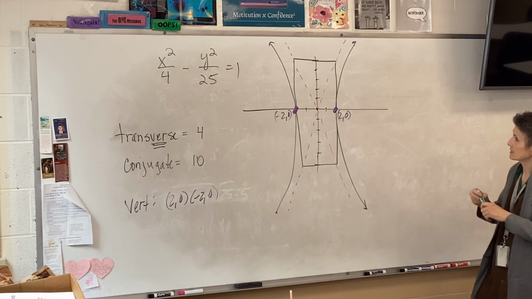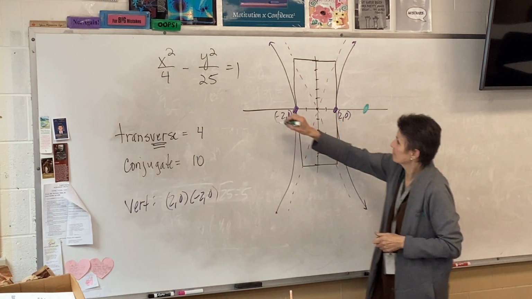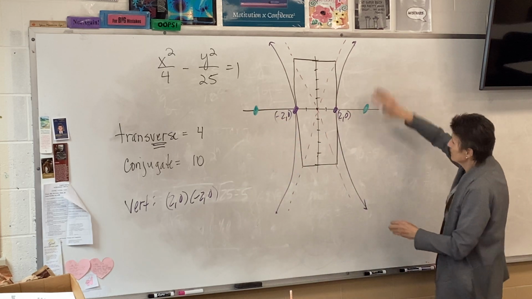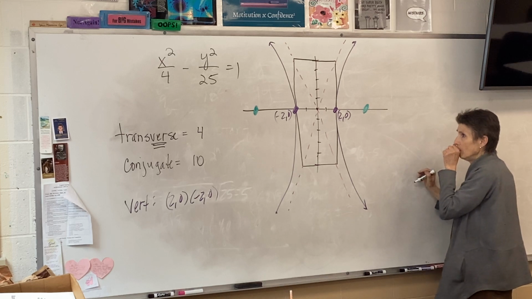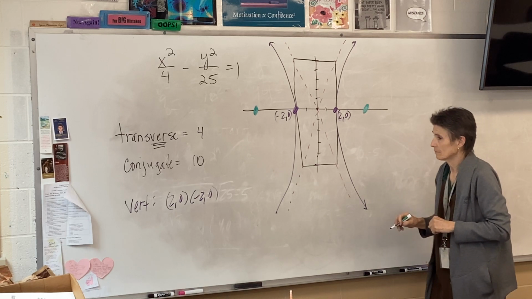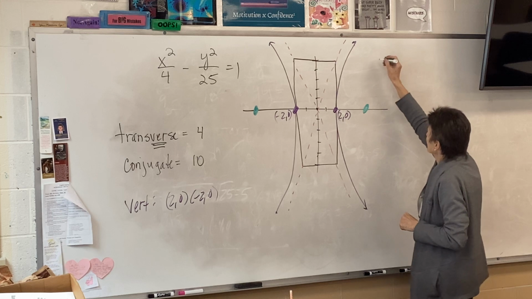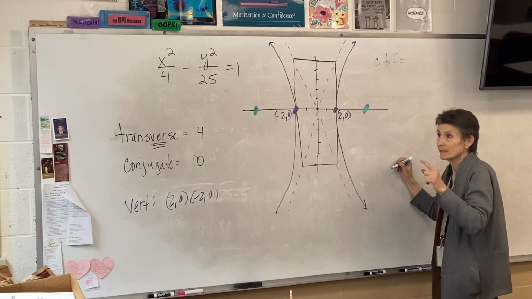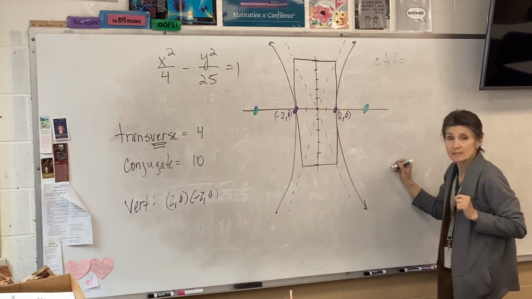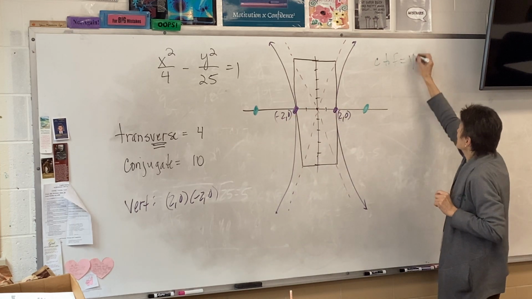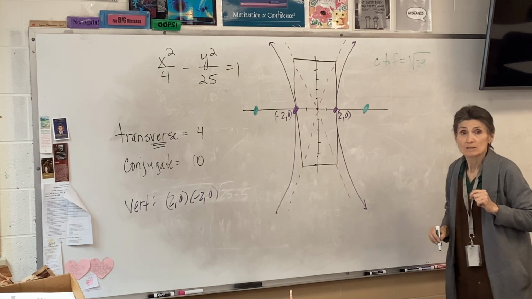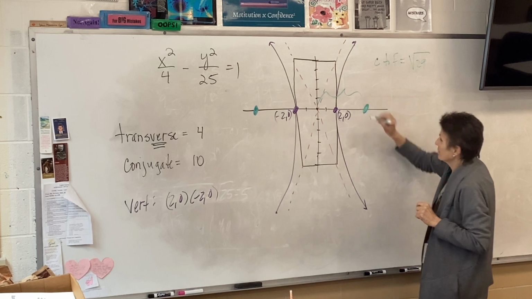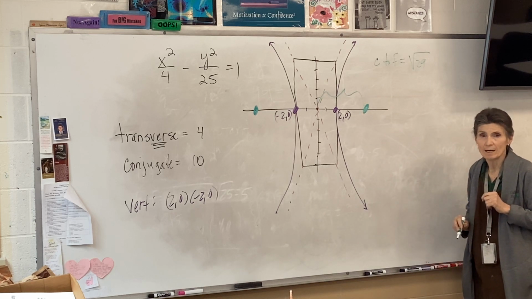Now we need our foci. They're back here somewhere, inside the curve. From the center to the focus, remember how we find that? We add our denominators and take the square root. So that's going to be the square root of 29. So this distance right here is the square root of 29.